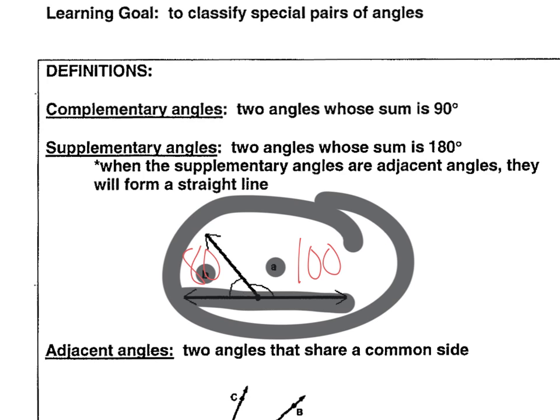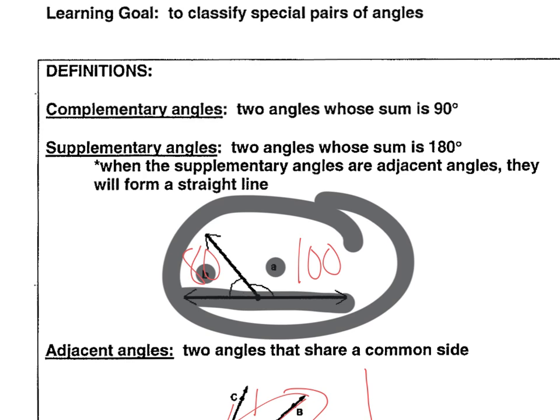And the last definition that we have are adjacent angles. And like I said before, adjacent meaning right next to each other. So we have one angle, CAB, and angle BAD. They're right next to each other, angle 1 and 2, and they share that common side of BA. So they are adjacent, right next to each other.